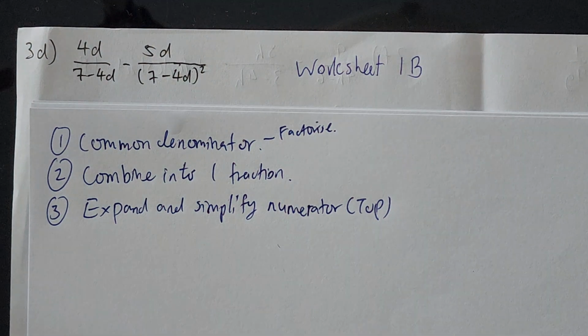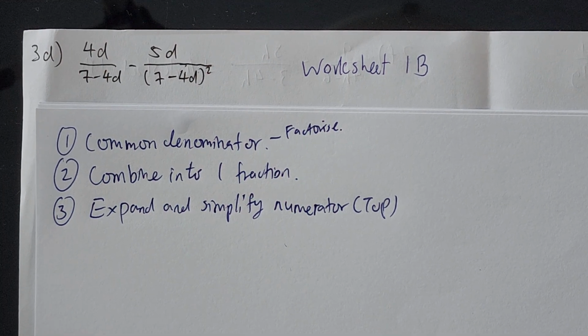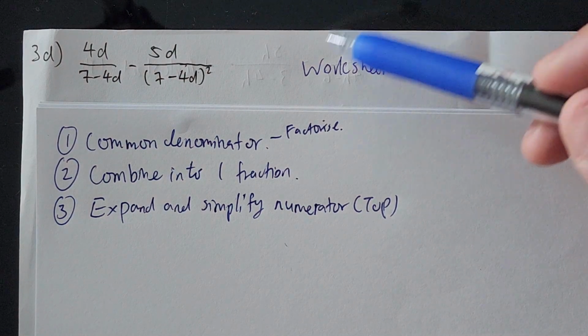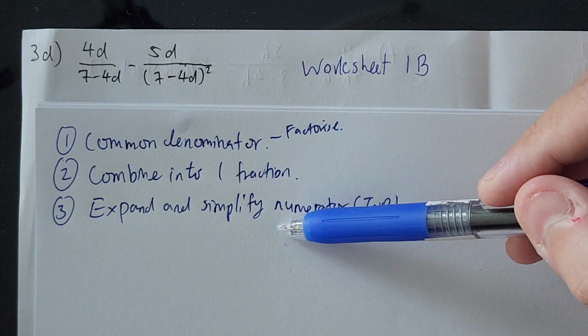Hi, welcome. This is example 3 for worksheet 1B. We're doing question 3D. Starting on question 3, we'll be going through question 3D. As in the past two videos, example 1 and 2, we're still using the same three general steps.